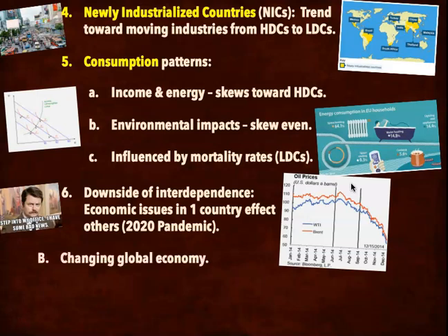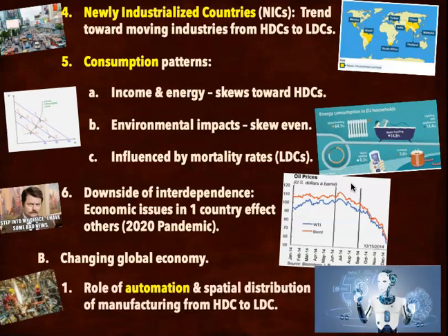All right, changing global economy. We're going to kind of change gears here. So automation, basically robotics. One of the big things that we've seen going into the 21st century is that the computerization of industry has accelerated. And so when we look at manufacturing, whether we're talking in highly developed countries or lower developed countries, that has really played a major role in changing how manufacturing happens.